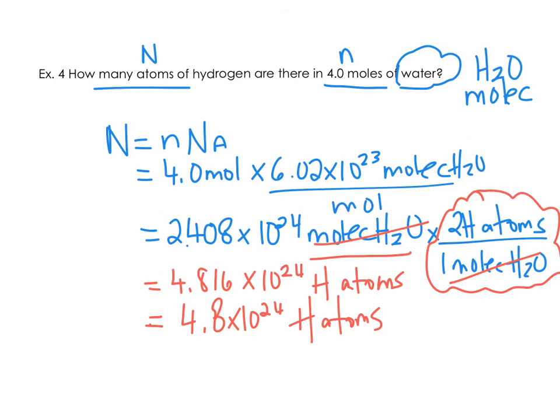So that is examples of how to calculate the number of particles, the number of atoms, or the number of molecules or formula units in a certain number of moles of substance. So now work on some practice questions.